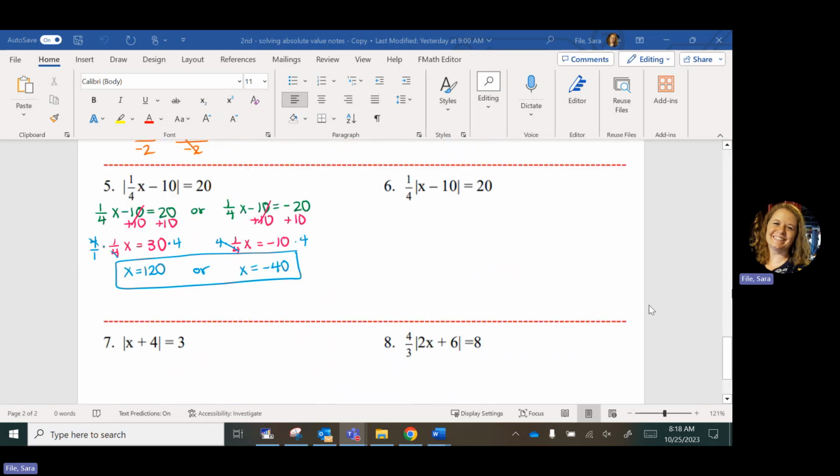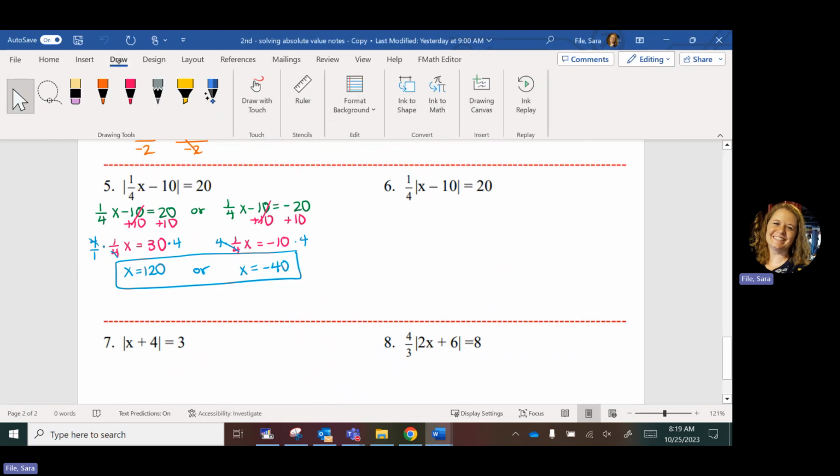Okay, so we're on 6. Now, 5 and 6 are very similar. What is the only difference in 5 and 6 when you look at those original equations? Right, that 1/4 is inside the absolute value bars on number 5, and here on number 6, it's outside the absolute value bars.